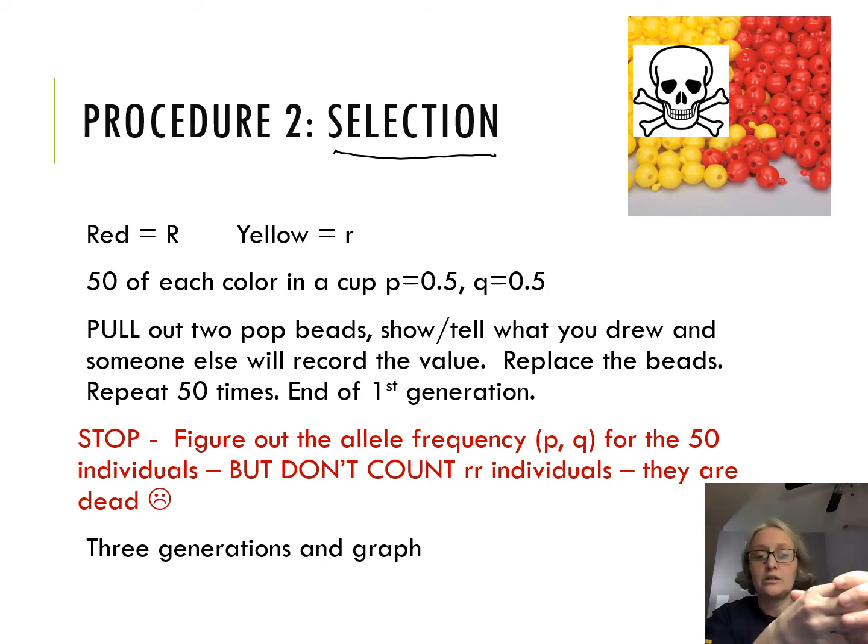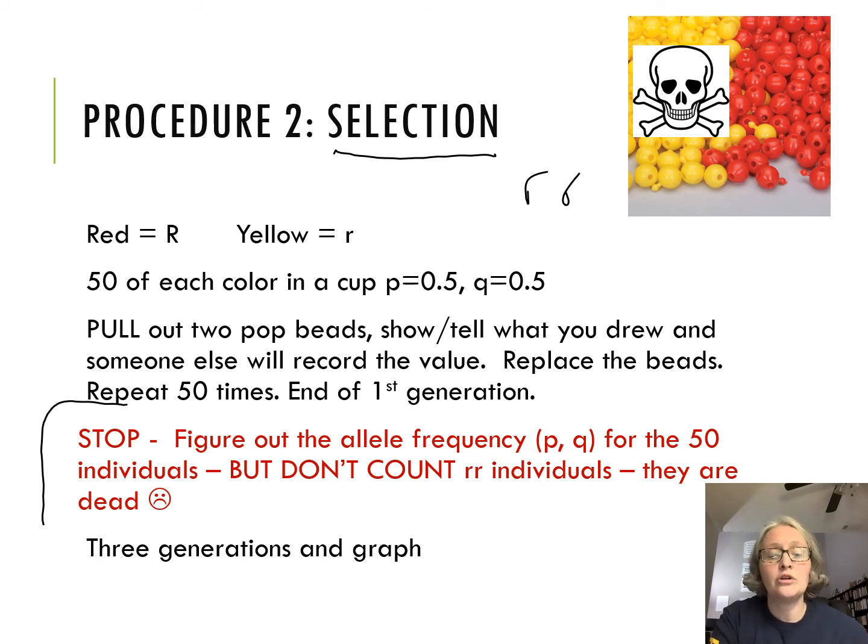And then what you're going to do is pull out 2, write them down. Pull out 2, write it down. Pull out 2, write it down. Even if you pull out 2 yellows, 2 little r's, you're going to go ahead and write it down. Once you're done, stop, calculate P and Q. But this time when you're calculating P and Q, you cannot calculate this using those recessive homozygote individuals. They're dead, so you're going to need to calculate it differently.